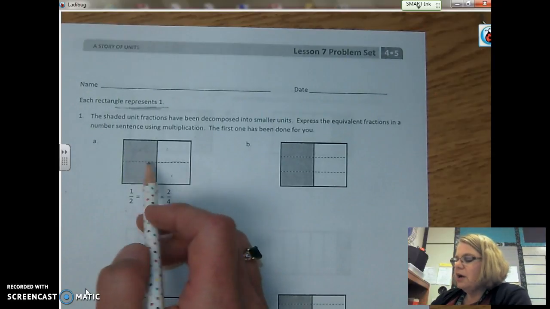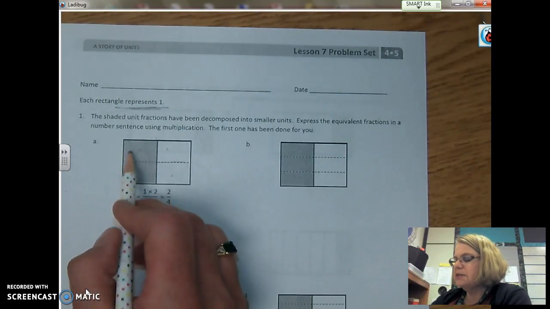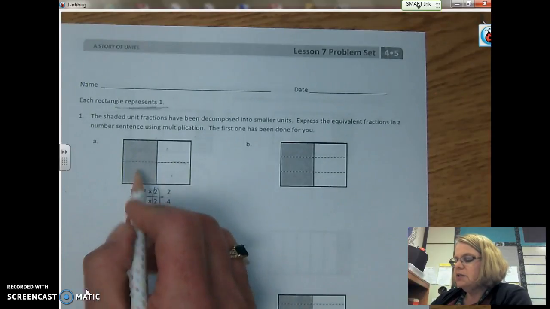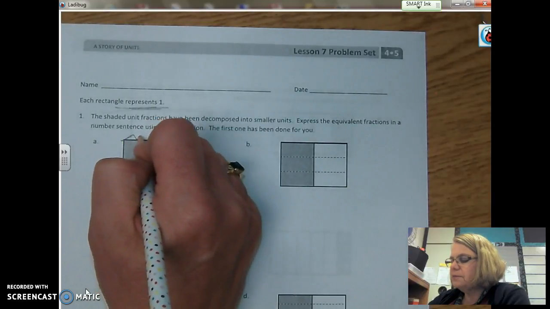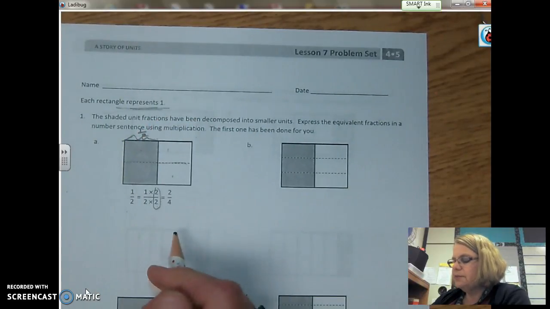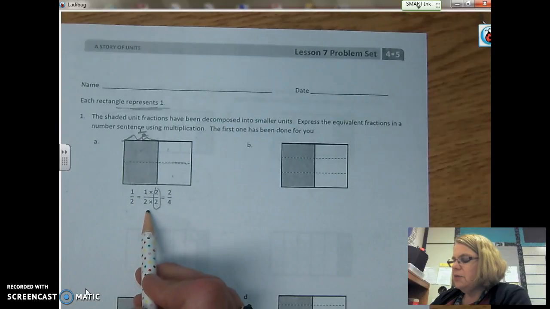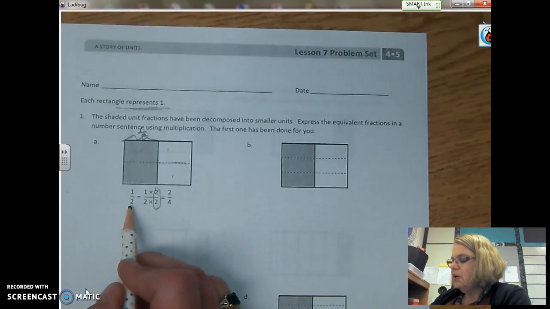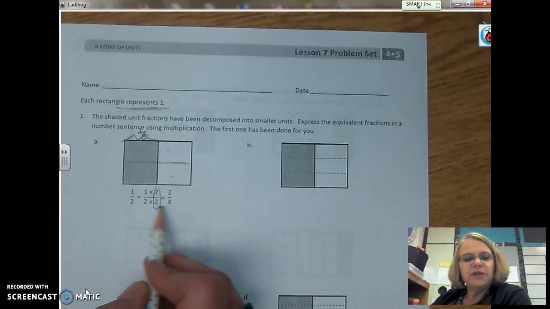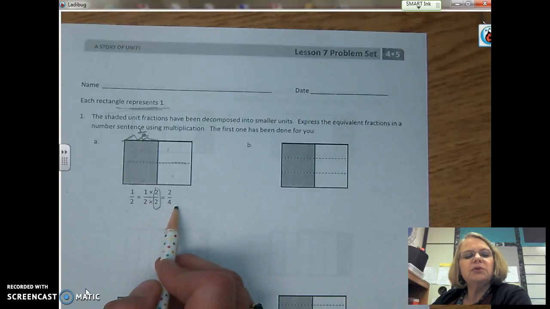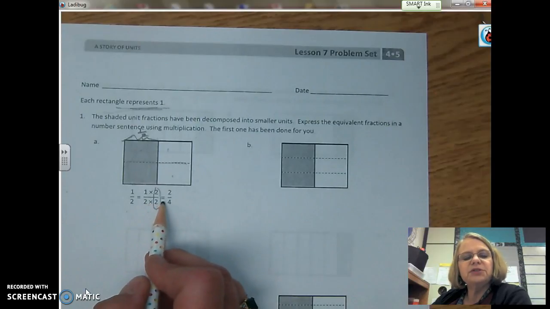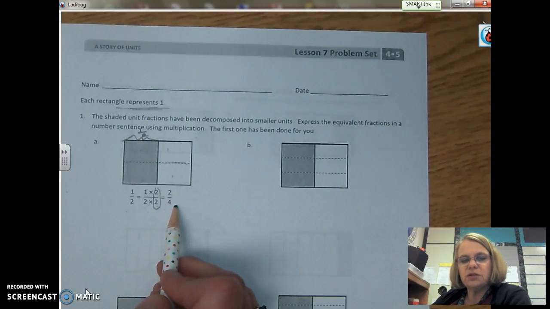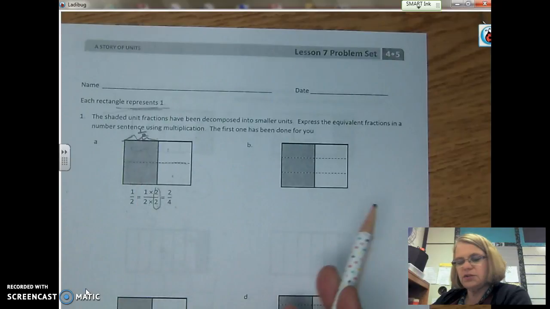So this is where, since they split the box into 2 rows, they multiplied by 2/2. So they started with 1/2, and then they split it in half, so they multiplied by 2/2. 1/2 equals 1/2 times 2/2, or 1 times 2 is 2, and 2 times 2 is 4, 2/4. And that's what this shows, 2/4.